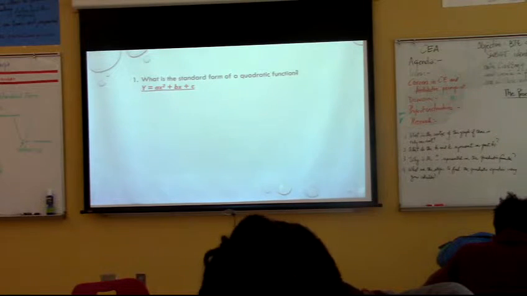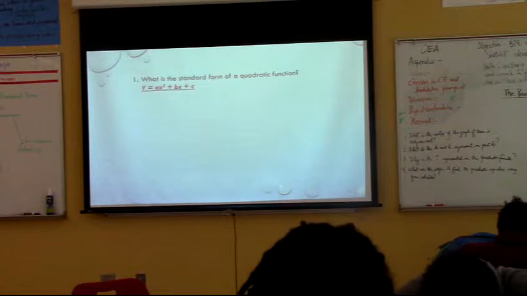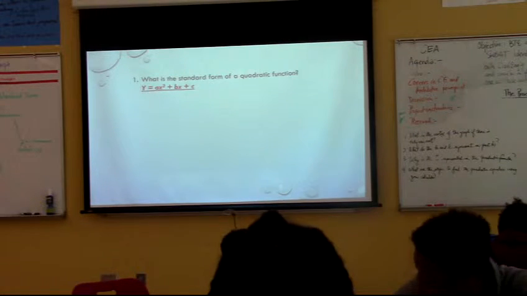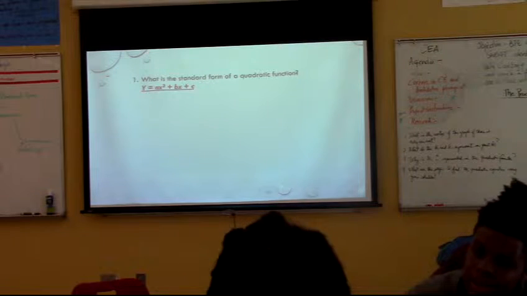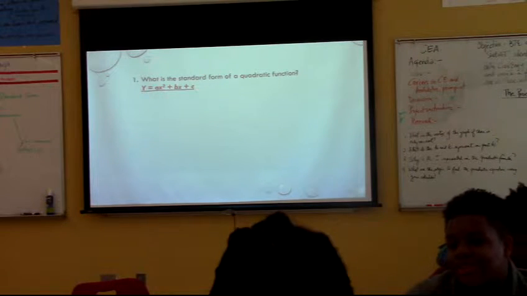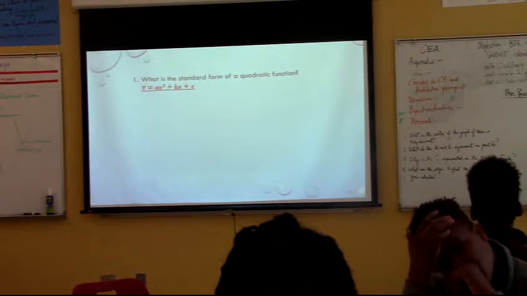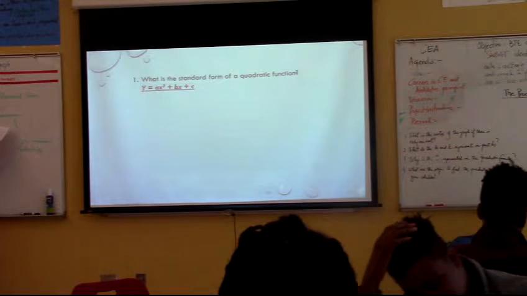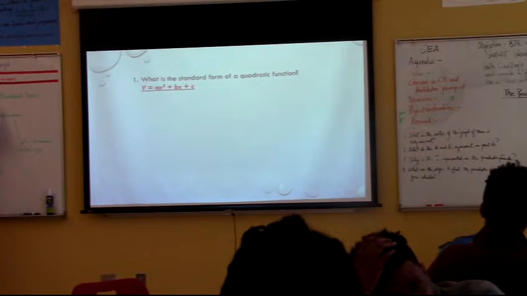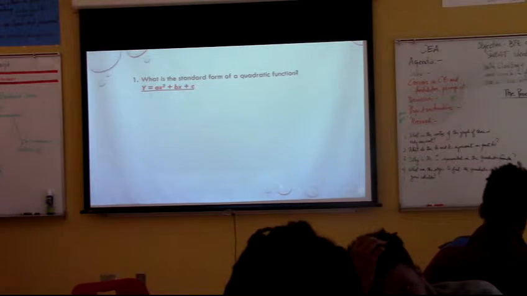...plus bx plus c. So you should have that on your paper, right? Everybody should have that because we've been talking about that all along. Take that out. All right, so that's your standard form. So here we have standard form: y equals ax squared plus bx plus c, and then we can start looking at all the information here, and we can answer a whole lot of the questions that we had.